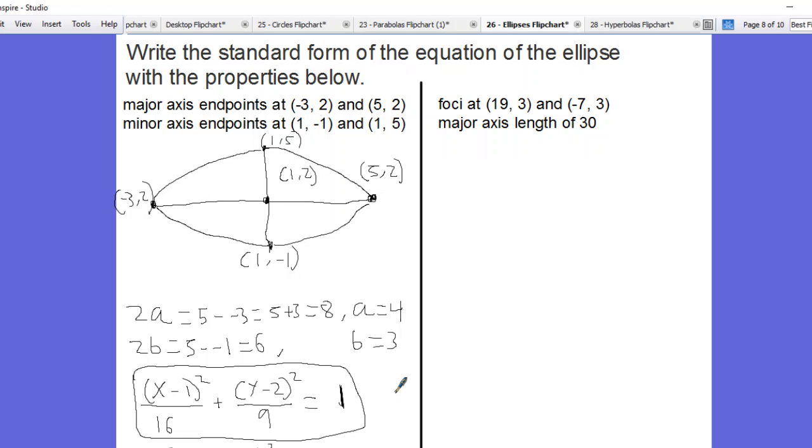Now this one's a little trickier, but it's doable. So our foci are at 19, 3 and negative 7, 3. So once again, do we see that the foci are moving along the horizontal? All right, so now we once again have an ellipse with a horizontal major axis.